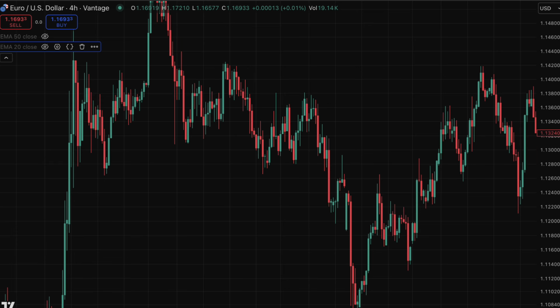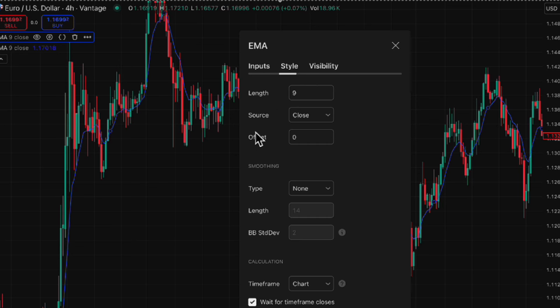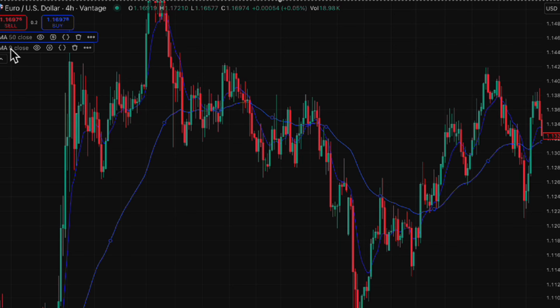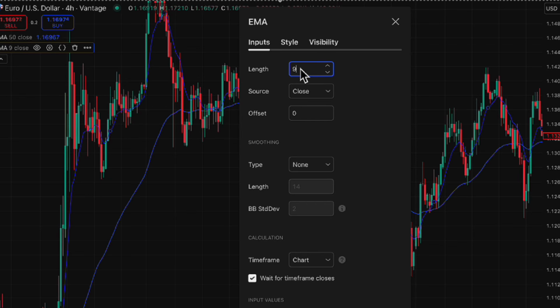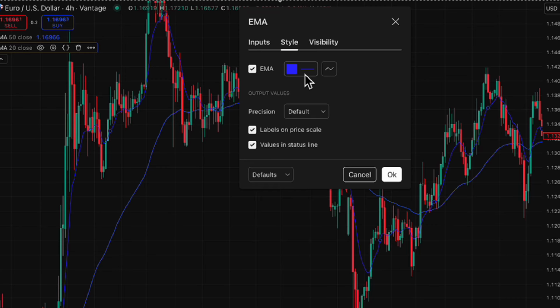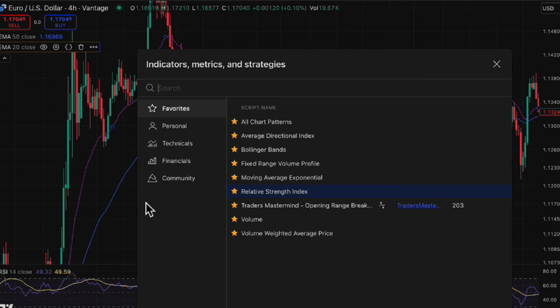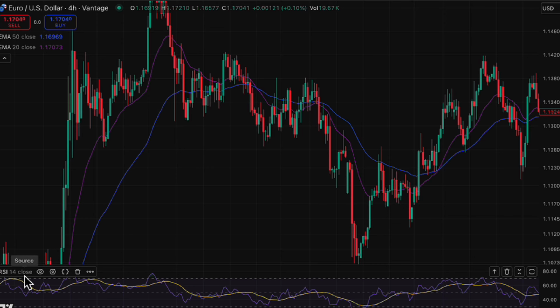Firstly, you want to keep your chart as uncluttered as possible and you want to use candlesticks only. You'll add the 20 period moving average and the 50 period moving average. I'm going to use an EMA. You have to adjust the settings from a 9 to a 20 and a 9 to a 50. Then you're going to add the RSI and set it to 14.